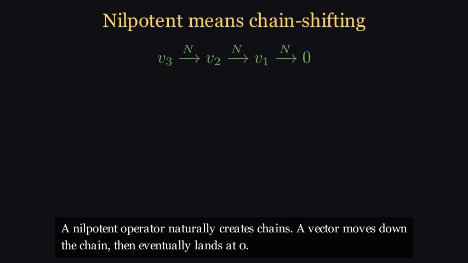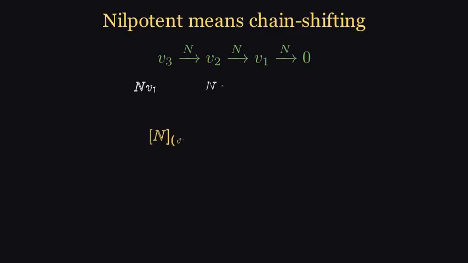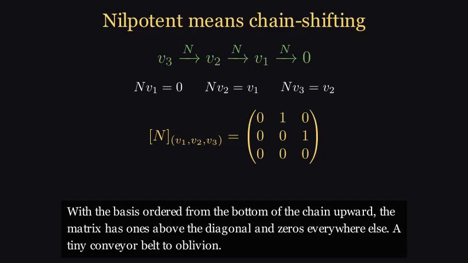A nilpotent operator naturally creates chains. A vector moves down the chain, then eventually lands at 0. With the basis ordered from the bottom of the chain upward, the matrix has ones above the diagonal and zeros everywhere else. A tiny conveyor belt to oblivion.